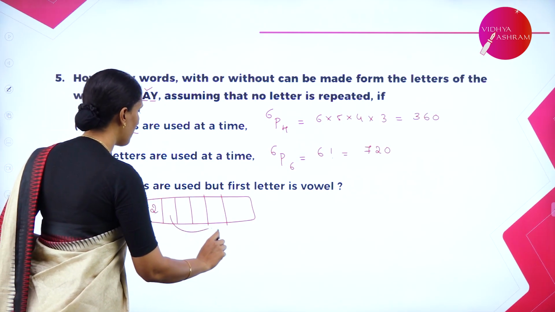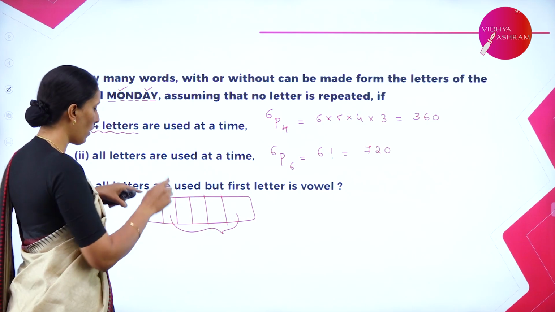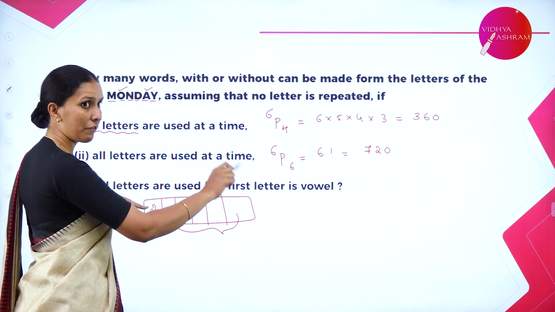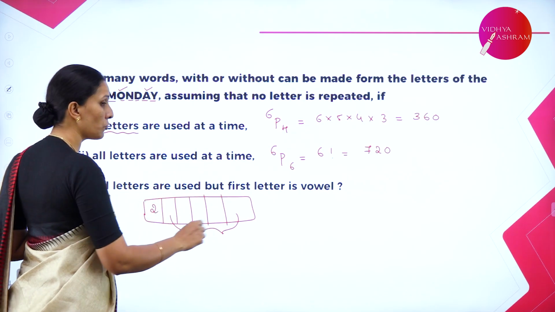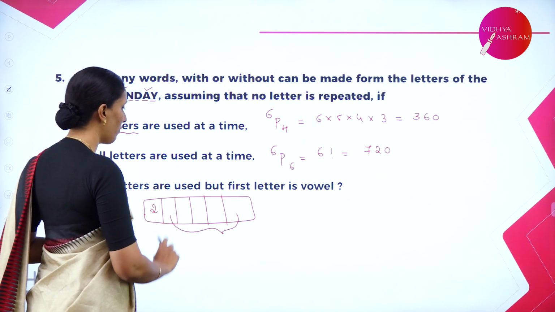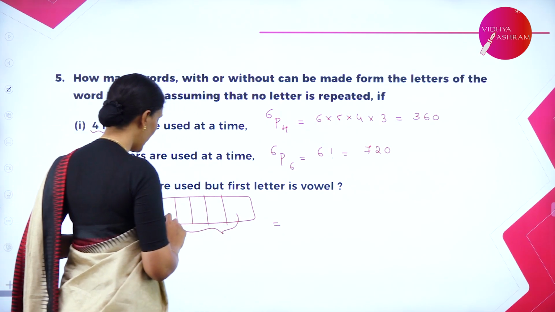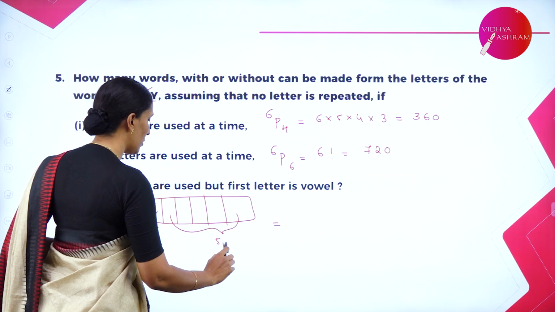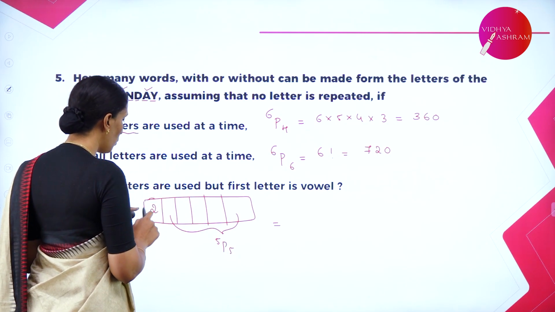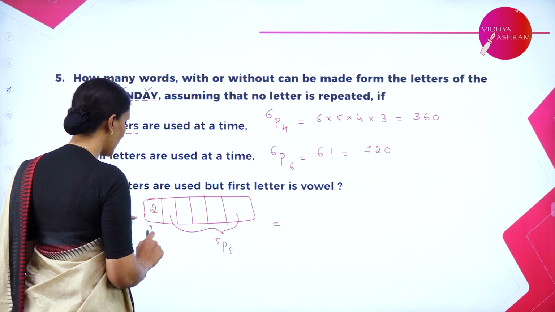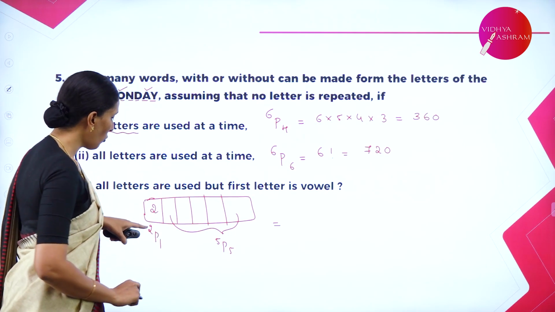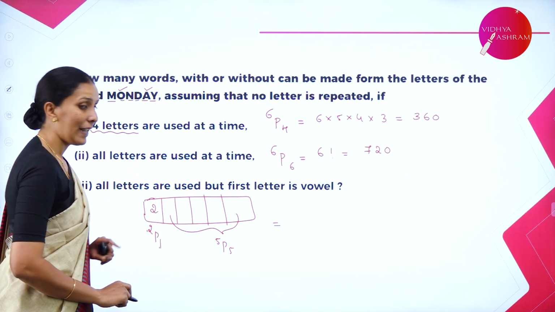The remaining 5 places are there. And if one of the vowels is placed here, we are left with 5 more letters. So we need to choose all the 5 letters. So therefore the total number of permutations can be written as 2 into 5P5. So we have 2 chances here. This can also be written in the form of 2P1. Out of 2, we need to fill any one vowel.